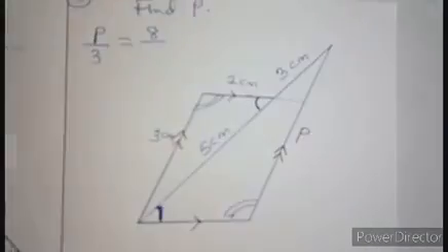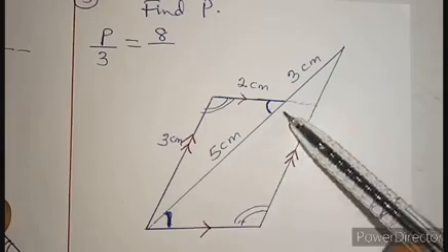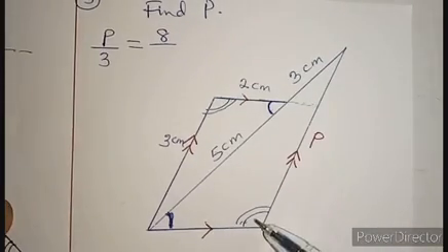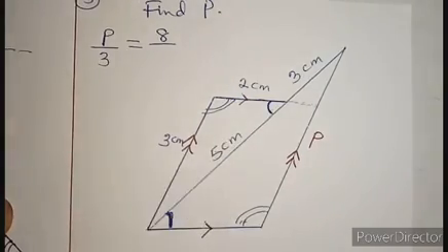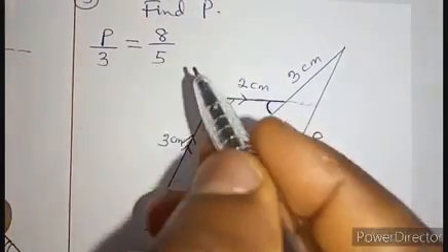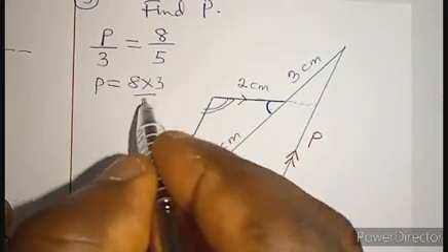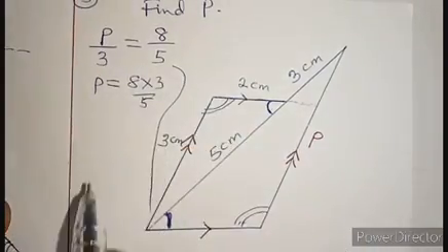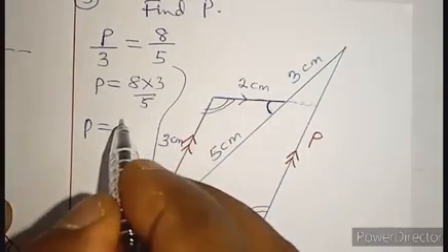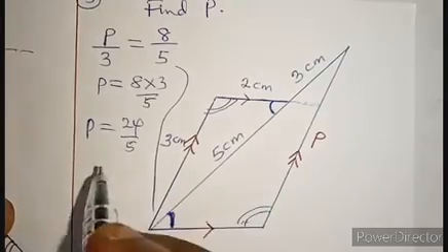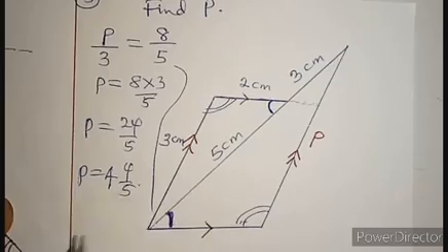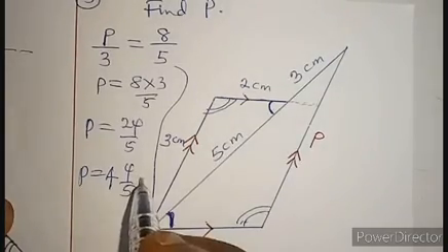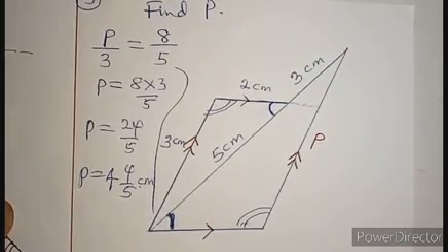8 over, so that 8 is facing angle double stroke. What is facing angle double stroke in the smaller one is 5. And 8 times 3 over 5, you can complete that. And that will be 24 over 5. And that will give you 4 whole number 4 over 5. And since you are working in centimeter, do not forget your unit.